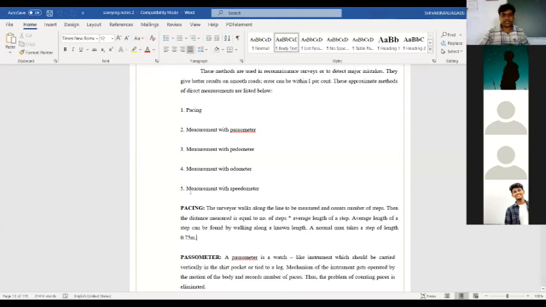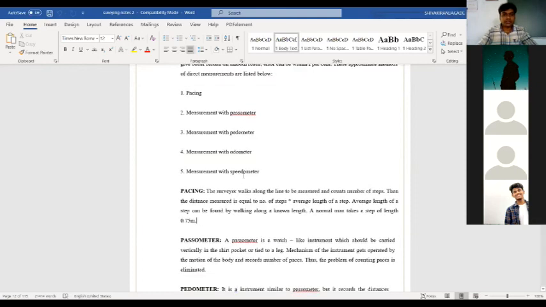Next is measurement with the speedometer. The odometer gives only the number of rotations of the wheel, whereas the speedometer gives the rotations as well as the distance. We have this kind of speedometer usually in vehicles, where we use it to know the distance we covered and also to know the speed of the vehicle. So these are all the things.